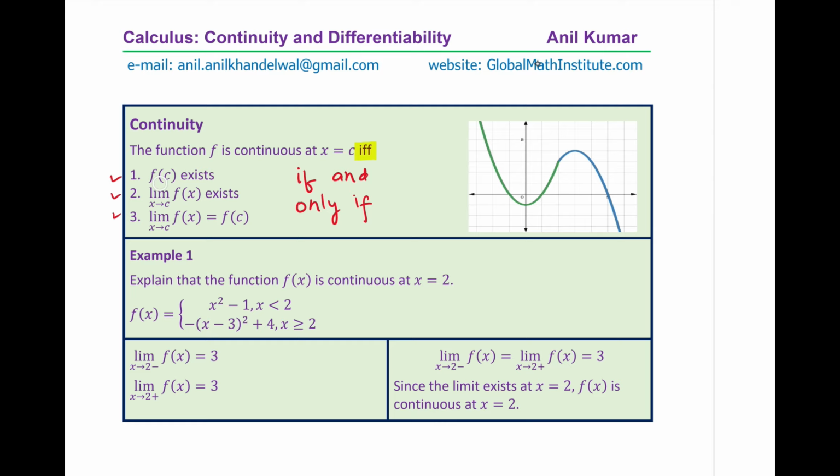So the first one is that the value of the function should exist at that point c which we are talking about. Second is that the limit should exist. And third is that the limit and the value of the function should be exactly the same, right? So these are the three conditions for continuity.